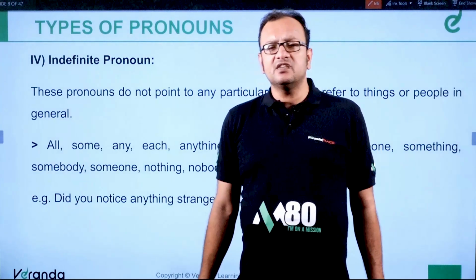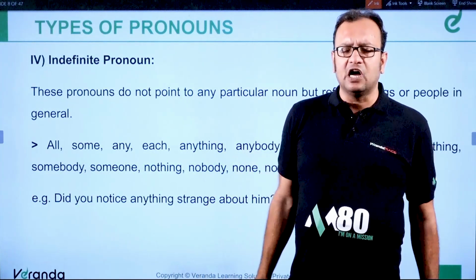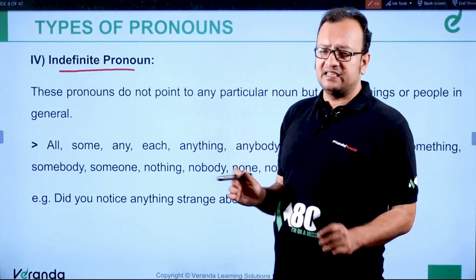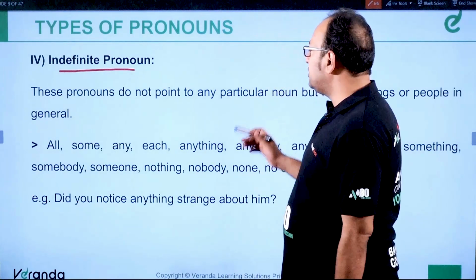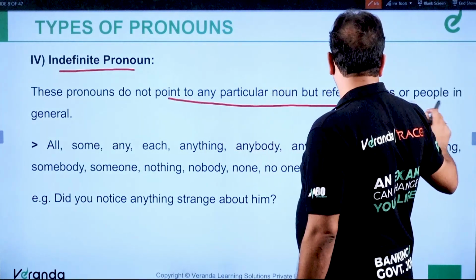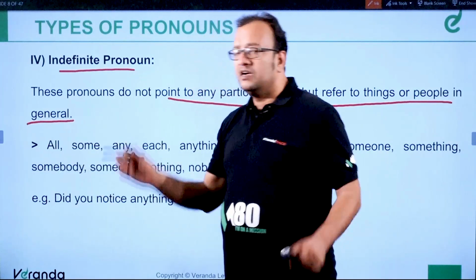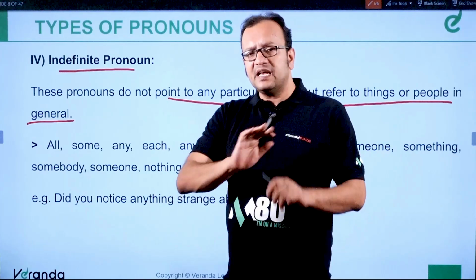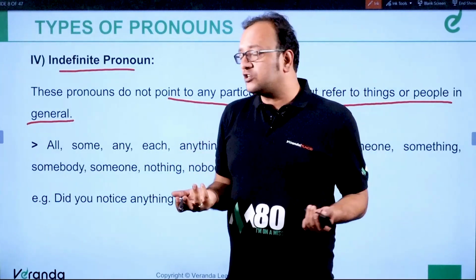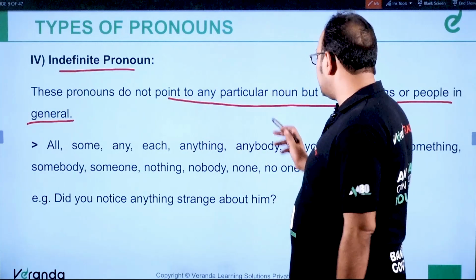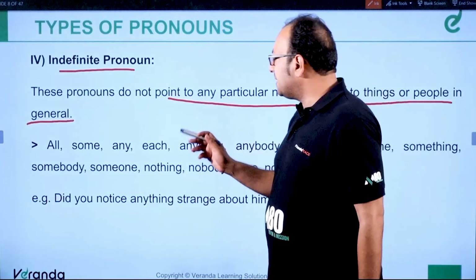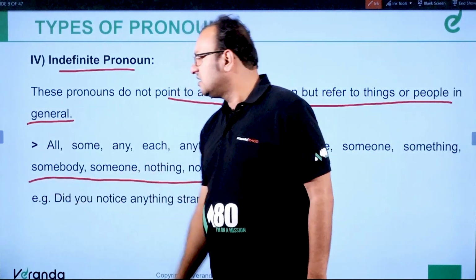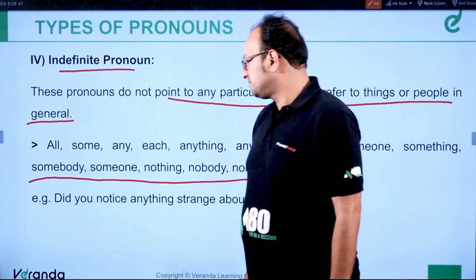Indefinite pronouns. Indefinite means not defined to a certain noun or a certain audience, so it's known as an indefinite pronoun. These pronouns do not point to any particular noun but refer to things or people in general. For example, all. All means everyone. Some, we don't know whom we are talking about. Any, each, anything, anybody, anyone, someone, something, somebody, nothing, nobody, none, no one, etc. These all are indefinite pronouns.